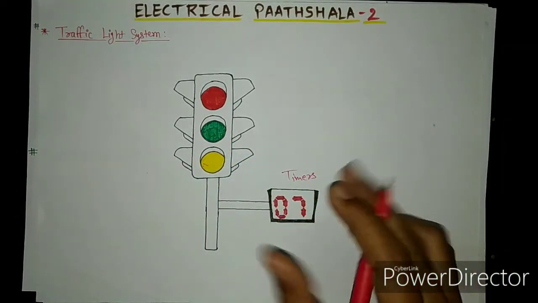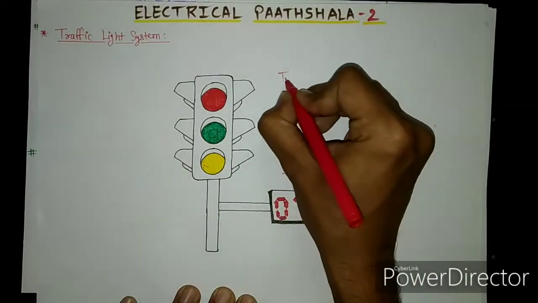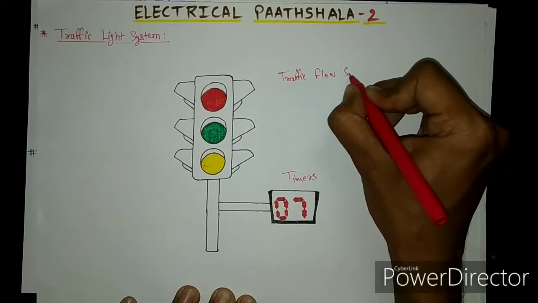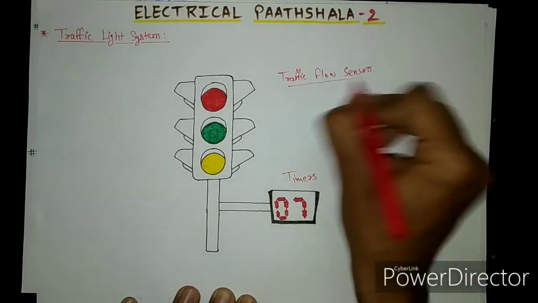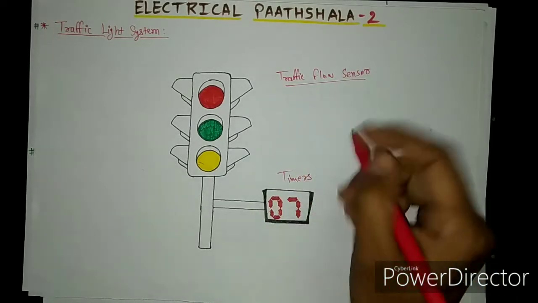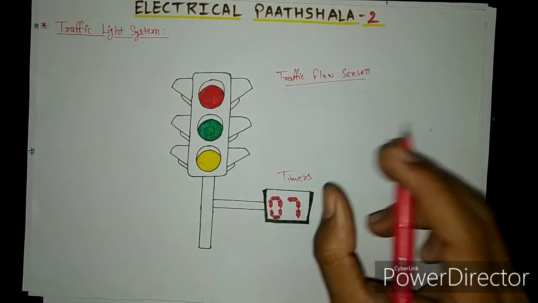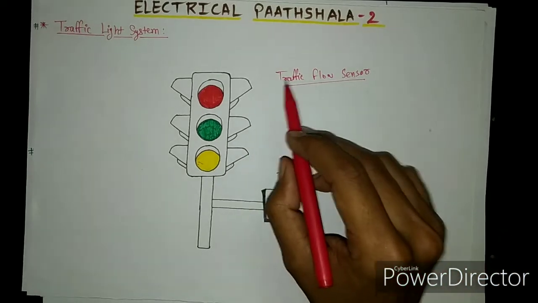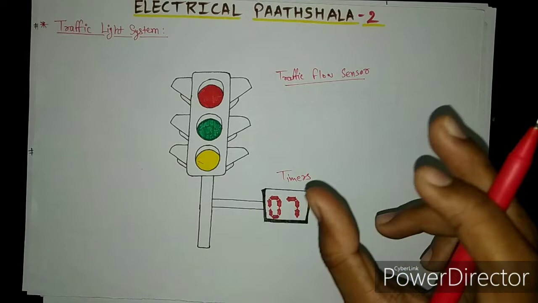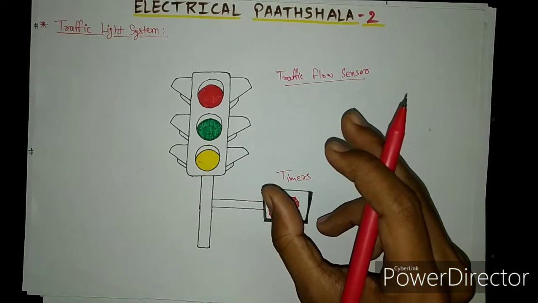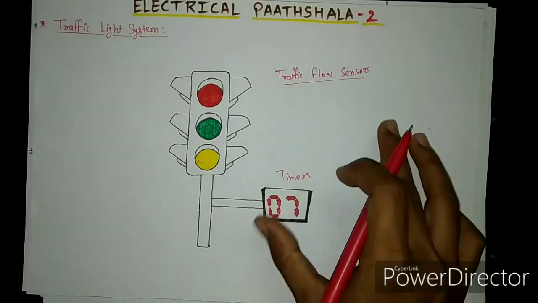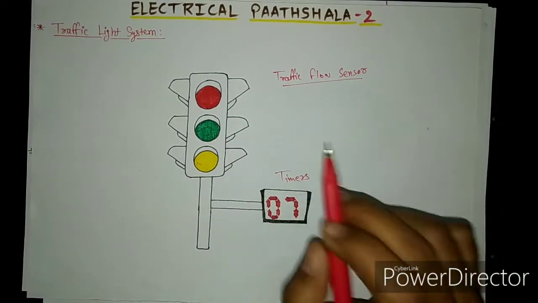But if you employ a traffic flow sensor in the traffic light system and connect it to the controller, then the same system will now become a closed loop control system. In this case, the traffic flow sensor will analyze the actual traffic flow and send the information to the controller, and according to that information, the controller can change the timings and sequence of these lights. So in this case, the system will become closed loop control system.